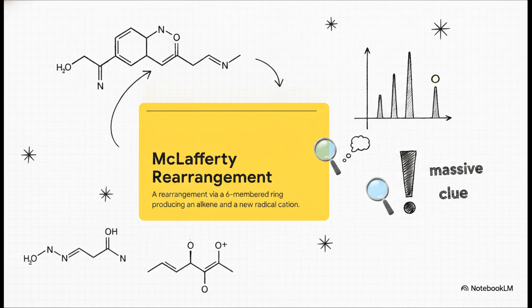Most cleavages just snap a single bond, but this one is a complex signature rearrangement. It involves a 6-membered ring transition state that ultimately produces an alkene and a completely new radical cation. If you see the specific mass losses associated with this rearrangement, it's a massive, definitive clue pointing straight to specific functional groups, like a ketone with an alkyl chain attached. It really cuts right through the noise of the data.